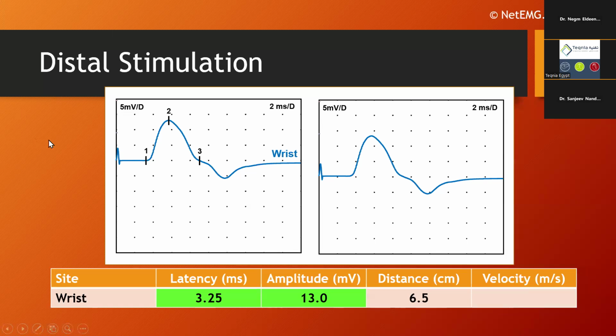So these are the primary measurements that we do at wrist stimulation. And we have normal limits for it. In this case, the latency is 3.25, and you can see it is highlighted in green color, indicating it's within normal limits, and so is the amplitude.